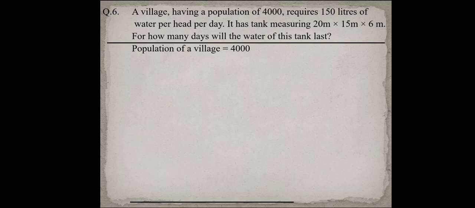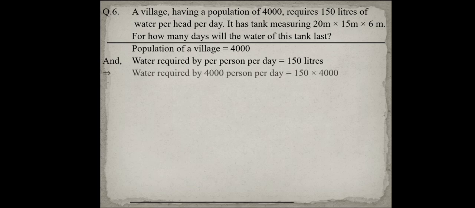Now each person requires 150 liters of water per day. It means all persons, 4,000 persons, would require 4,000 into 150 liters. So multiply 150 by 4,000. So we find it here. This is 6 lakh. 6 lakh liters of water is required by the 4,000 persons living in that village.